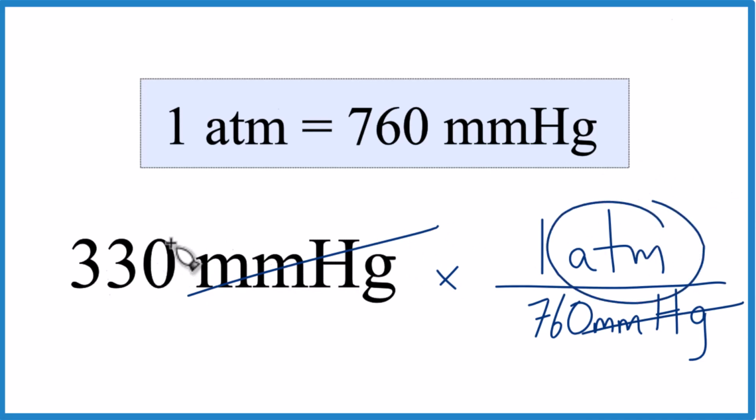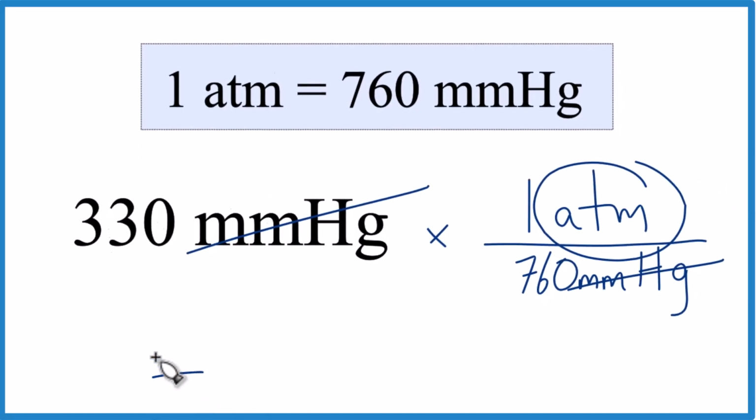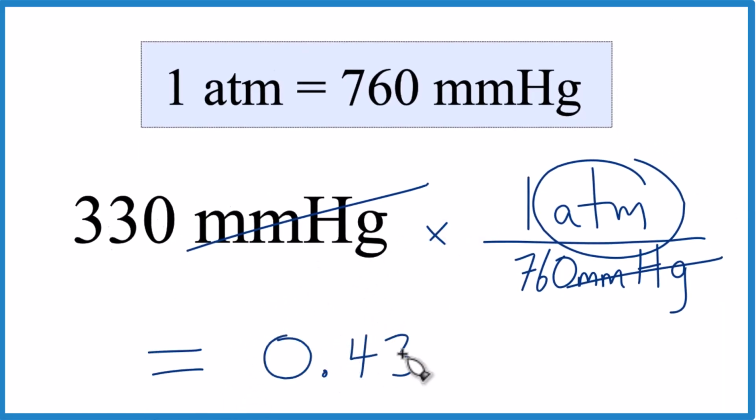So 330 divided by 760, that equals 0.4342. Let's call it 0.434. And the atmospheres, those are the units. That's all that's left up here in terms of units, and that tells us that we set it up correctly.